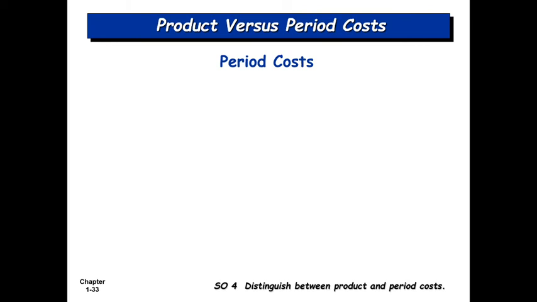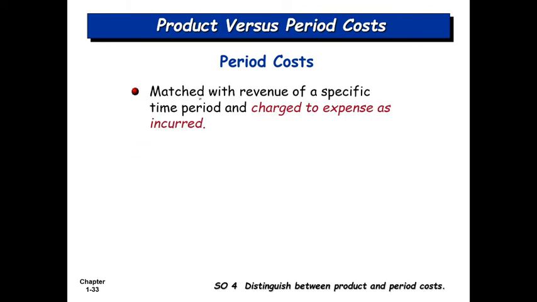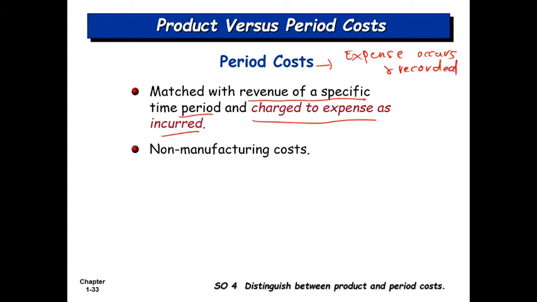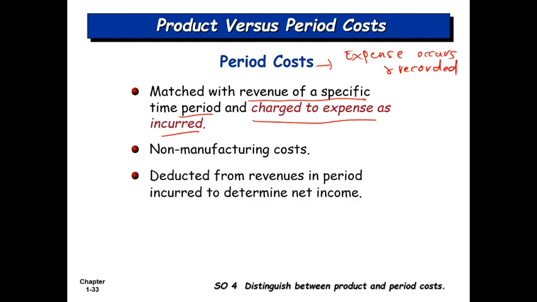Okay, I already explained. So what is period cost? Matched with revenue in a specific time period and charged as expense as incurred. When we talk about period cost, it is actually an expense that already occurred and is recorded. It is non-manufacturing cost deducted from revenue in the period incurred to determine net income. So profit and loss.